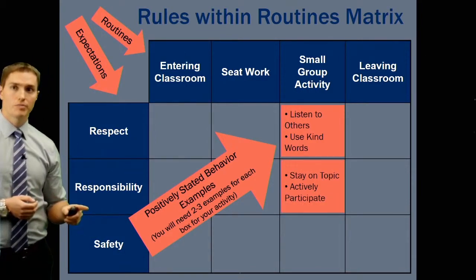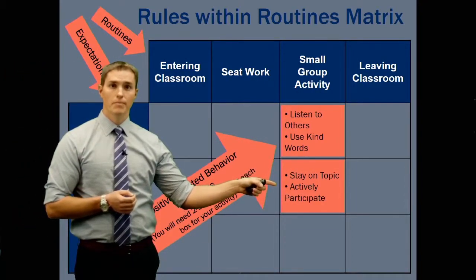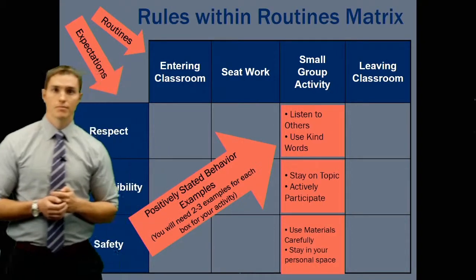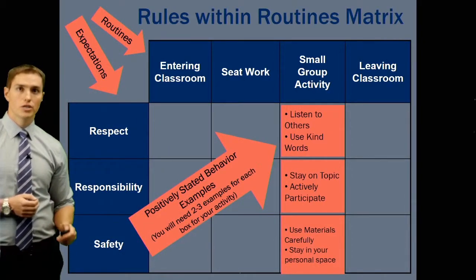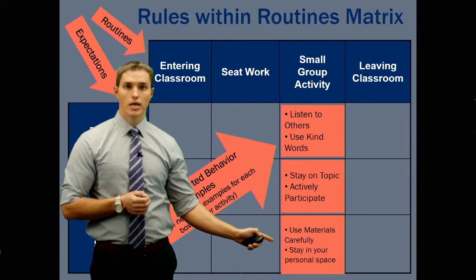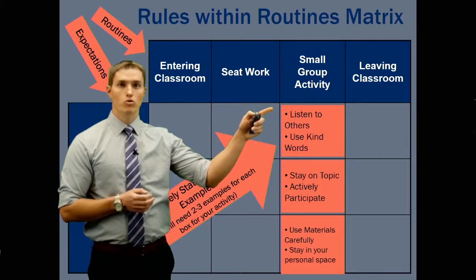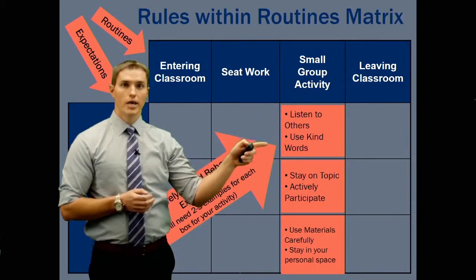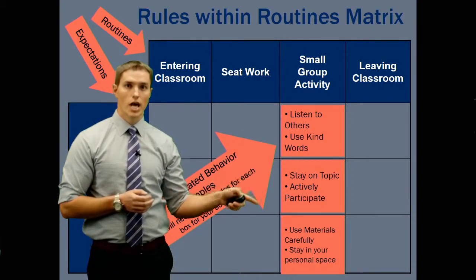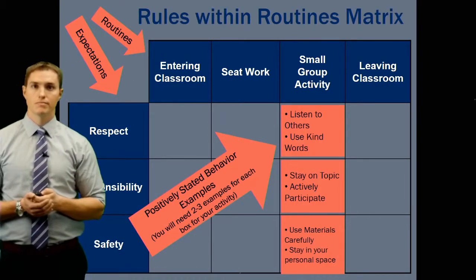Furthermore, within responsibility in small group activities, you're looking for students to stay on topic and actively participate. And finally, what does safety look like during small group activities? That students are using materials carefully and they're staying in their personal space. What you'll notice is vertically in small group activities, none of these behaviors across expectations overlap with one another. In other words, they are mutually exclusive.